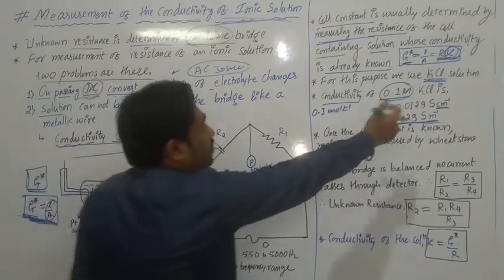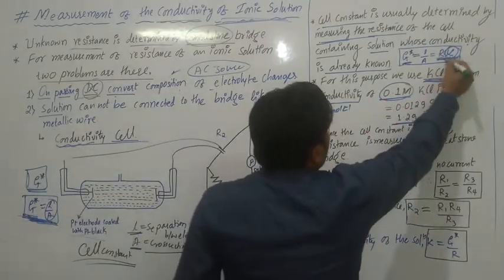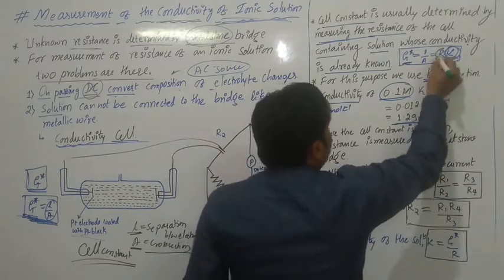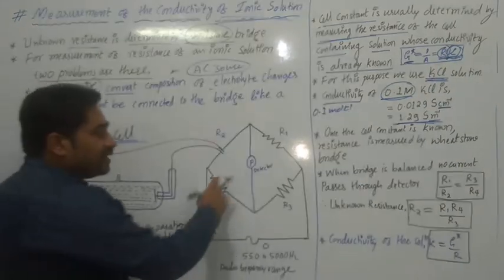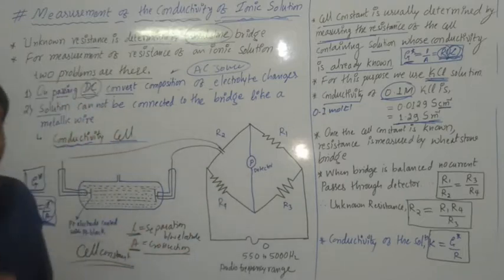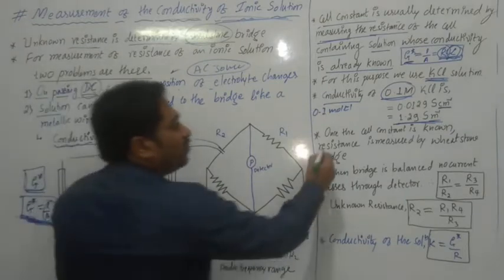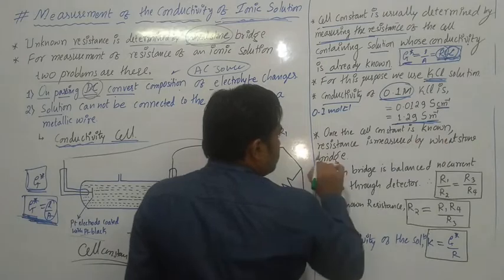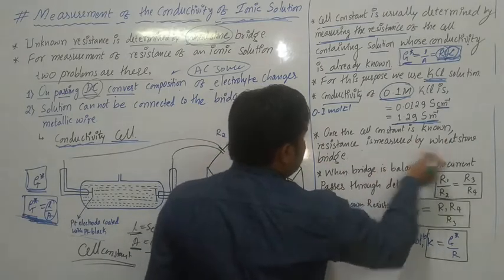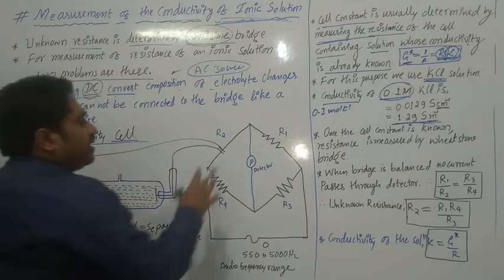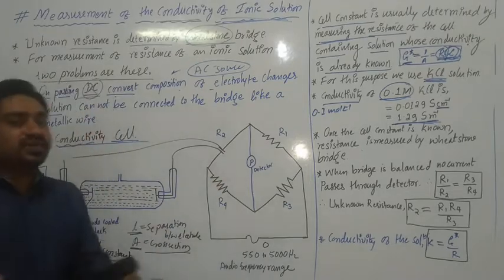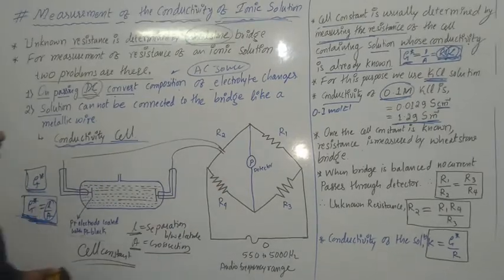Now the conductivity is given, and we have determined the value of R. The value of R is determined by using a Wheatstone bridge. Once the cell constant is known, the resistance is measured by the Wheatstone bridge. We will see how to measure resistance in a Wheatstone bridge.